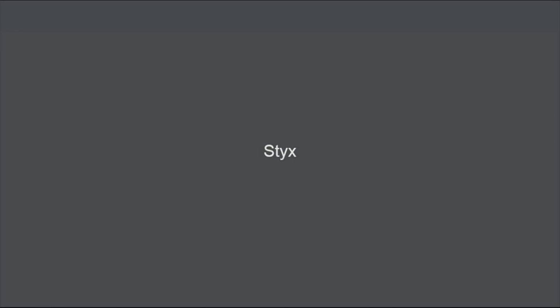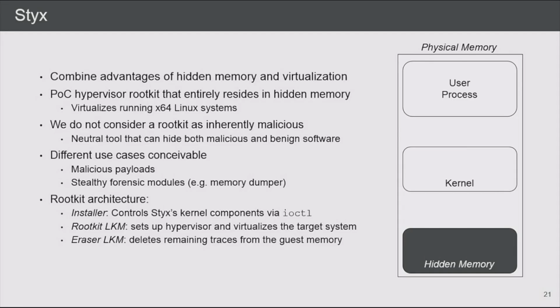So we decided to try to combine both advantages of hidden memory as well as hardware-based virtualization, and this results in a proof of concept hypervisor rootkit that entirely resides in hidden memory and is able to virtualize running x64 Linux systems. As a side note, we do not consider a rootkit as inherently malicious, but rather as a neutral tool that can hide both malicious as well as benign software. So there are different use cases conceivable.